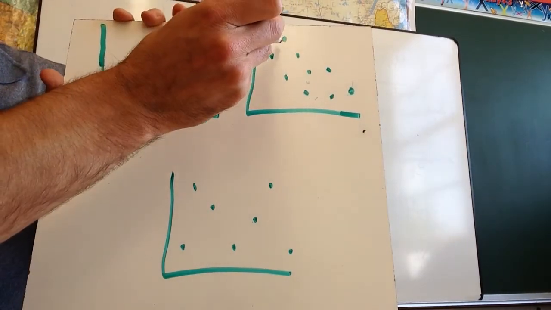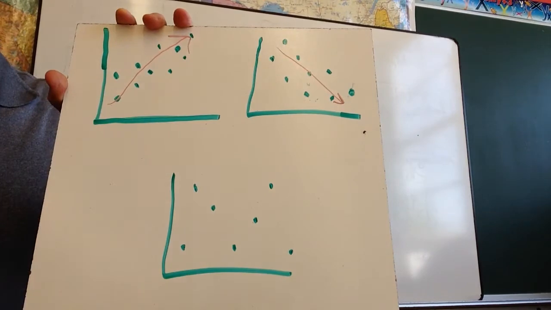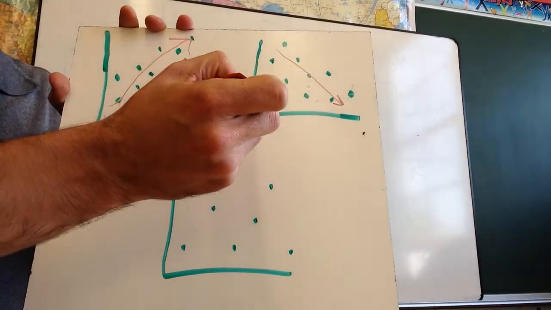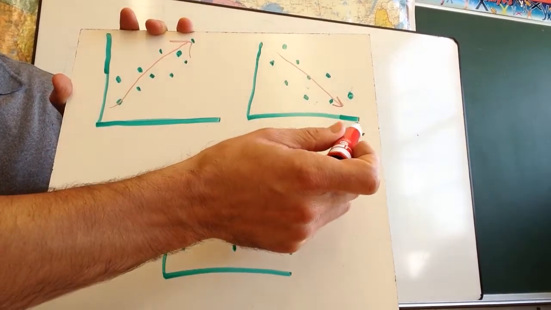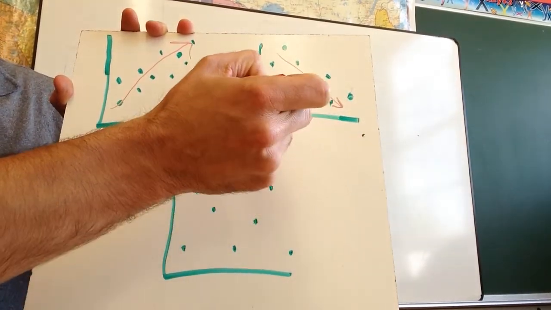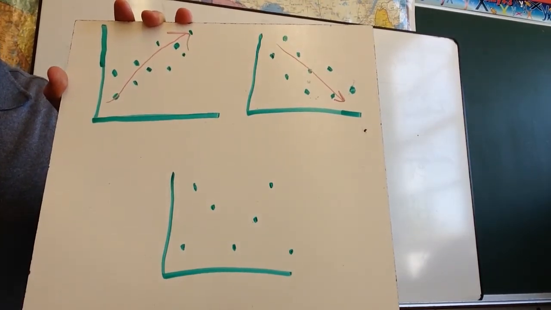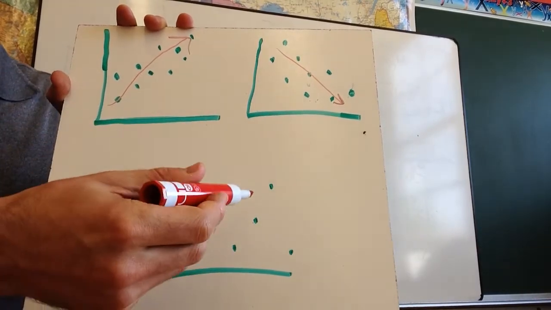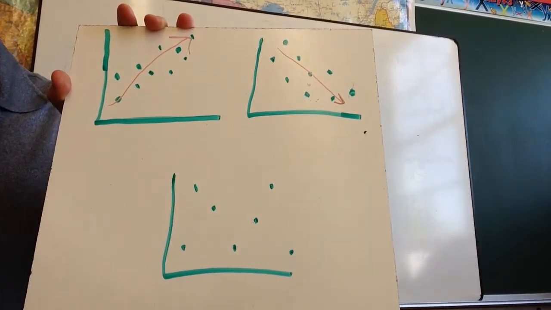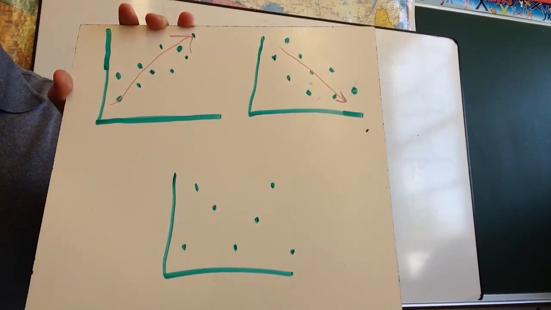This example, where there's a general pattern going down, is called a negative relationship, because as x increases, y decreases. Or the opposite, as x decreases, y increases. So if they're moving together, it's considered positive. If they're moving opposite, it would be considered negative. And then there's a third example, down here, in which case they're all scattered about, and this is considered to have no relationship at all.